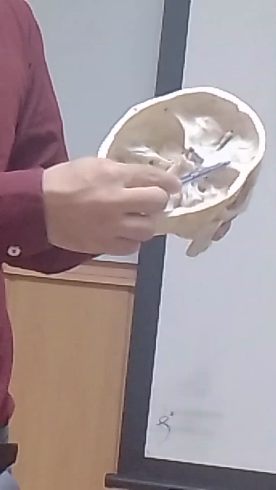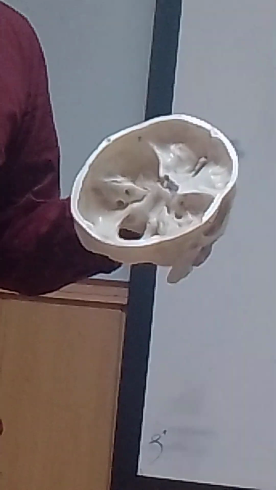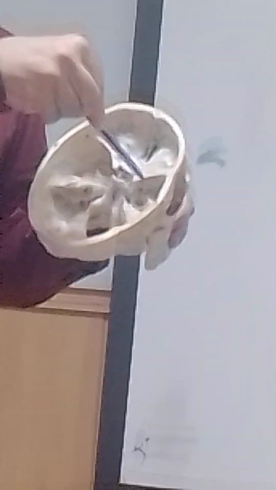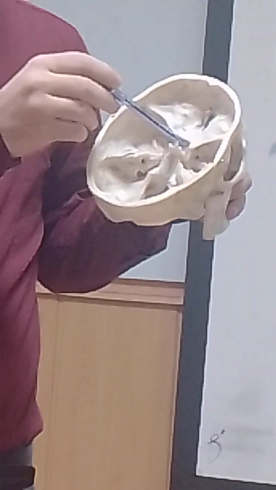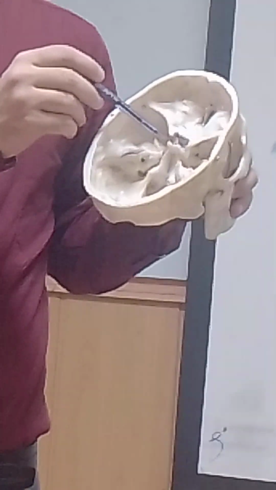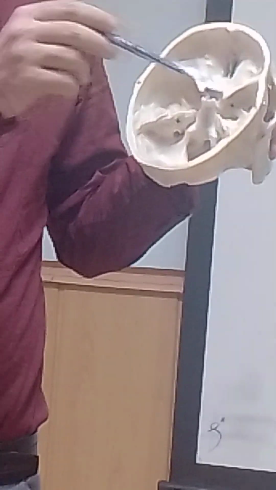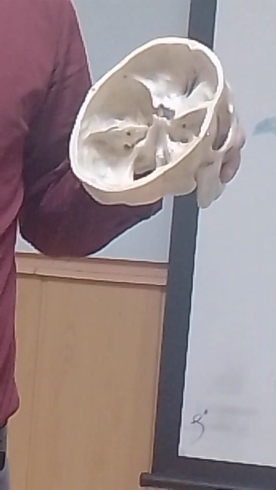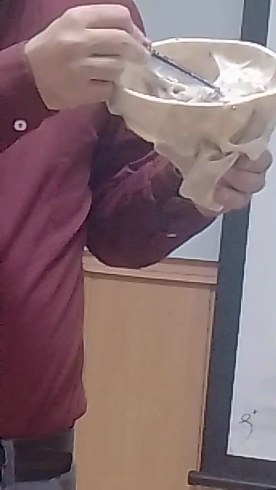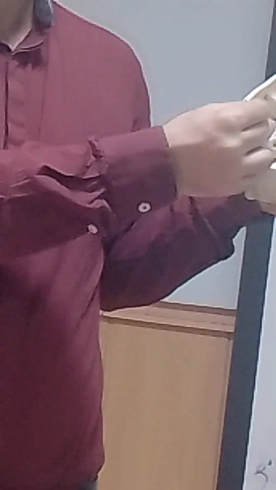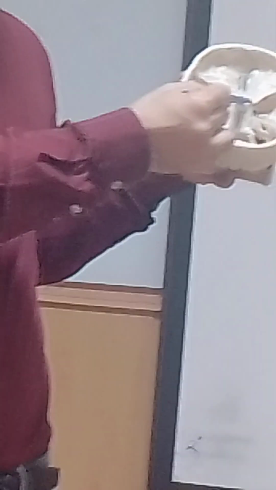The lesser wing is anteriorly attached to the frontal bone. The posterior border is free, and here you can see the anterior clinoid process. So the anterior clinoid process is a part of the lesser wing of the sphenoid. The lesser wing of the sphenoid in the medial part covers this canal, the optic canal.